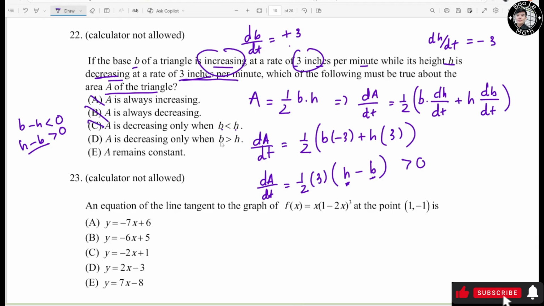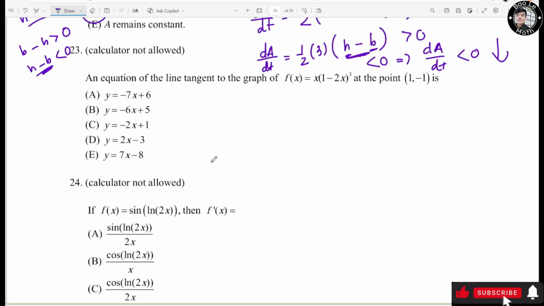Similarly, D right here: b greater than h. So I subtract h from both sides, so I have b minus h greater than 0. And then, because I have h minus b right here, I need to multiply both sides by -1. So it will be h minus b less than 0. So this is less than 0, and it tells us that dA over dt is less than 0. So it could be decreasing. The answer must be D. Now let's move on to question 23.